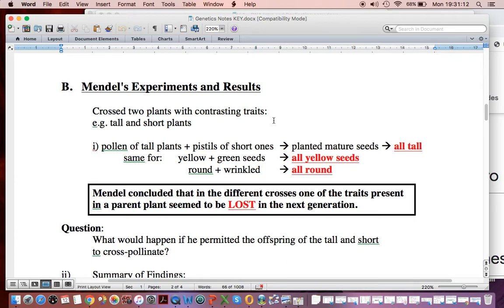his observations. So it says here he crossed two plants with contrasting traits, so we just chose tall and short. So it says pollen of the tall plants were placed on the pistils of short ones, planted them, and all tall. With yellow and green seeds, all yellow, round and wrinkled, all round. So from this, Mendel concluded that in these crosses, one of the traits was lost in the next generation. So we can see that short and green and wrinkled all disappeared.